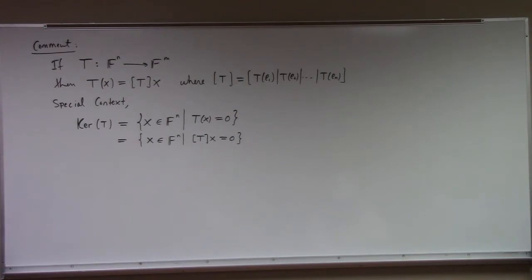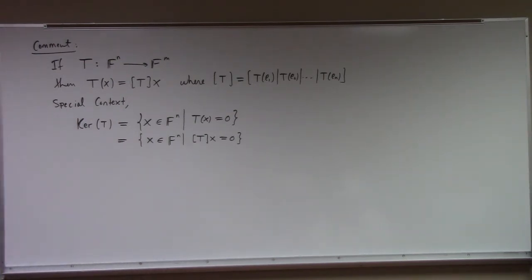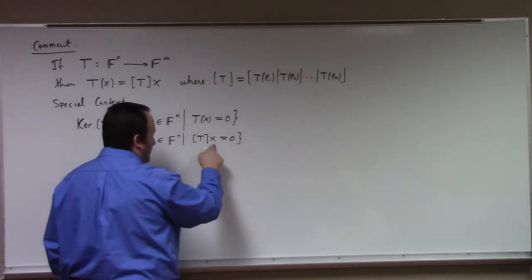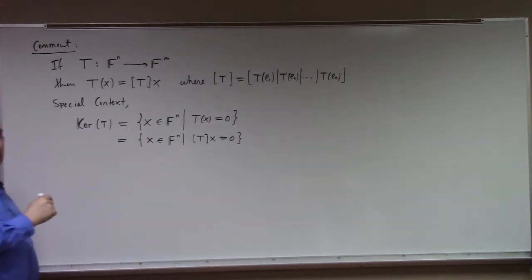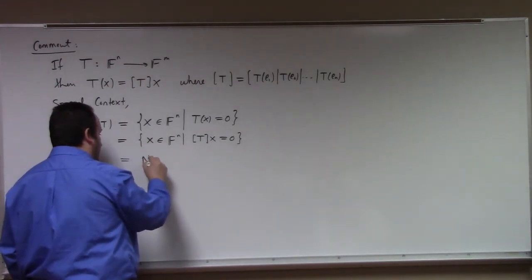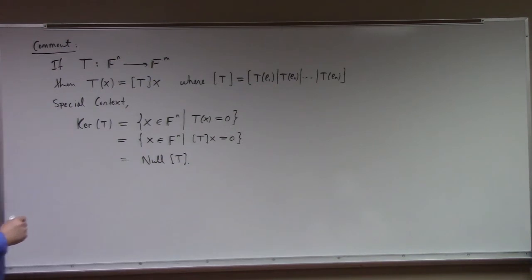x equal to 0 is in there, but possibly not all that's in there. This is the set of vectors which, when we multiply the matrix bracket T on that vector, we get 0. This is nothing more than the null space of the standard matrix. So to calculate the kernel of a linear transformation of column vectors, you just calculate the null space of the standard matrix, right?